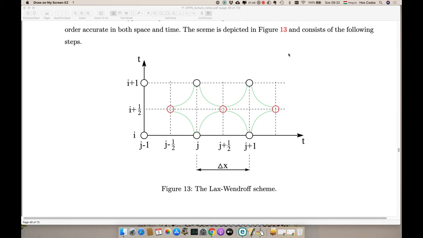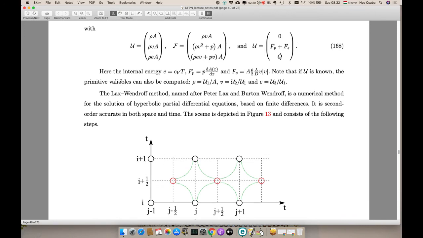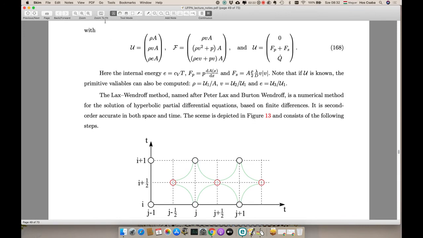And as you remember, a second order scheme, for example central differencing, is a second order scheme. So if you have some kind of function, then you try to estimate the derivative at this point based on the two neighboring points. And what we'll do now is the following.